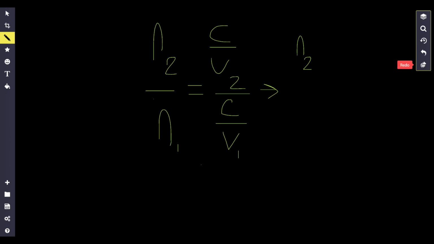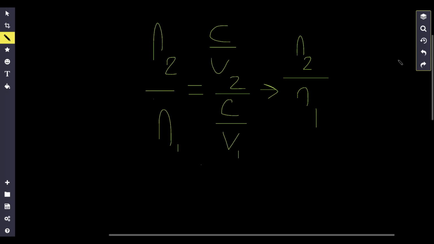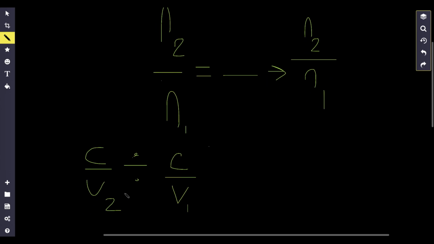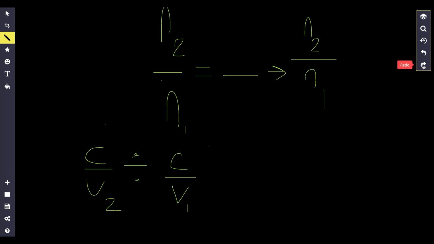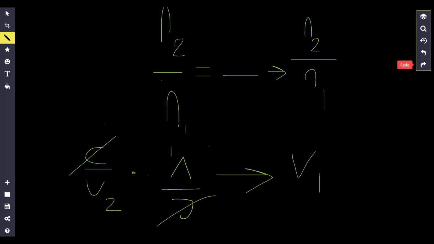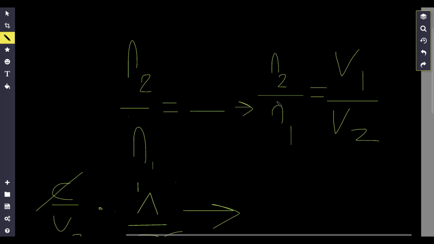Anyways, we're going to get n2 divided by n1 is going to be equal to, well, let's actually rip apart this fraction. Remember, this is c divided by v2 divided by c divided by v1, right? This is basically the fraction right over here written in a much clearer way. And keep, change, flip, right? I'm just going to keep this, and I'm just going to flip this. Notice how the speed of light cancels out, and I get that v1 divided by v2 is going to be equal to n2 divided by n1.